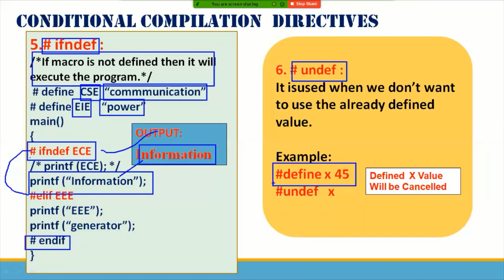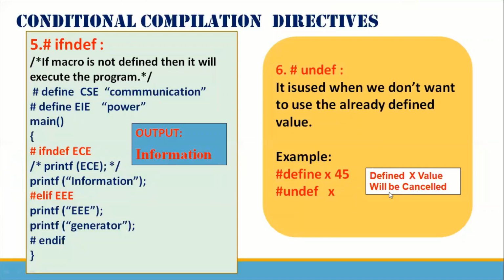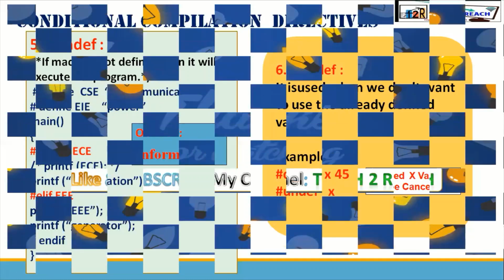First you define x value 45. This one can be used anywhere. Once you undefine it with the help of #undef x, this entire macro will be cancelled. So after undefining this one, if you use it in the program, immediately the compiler takes responsibility to flag an error. That is about #undef as well as #ifndef.